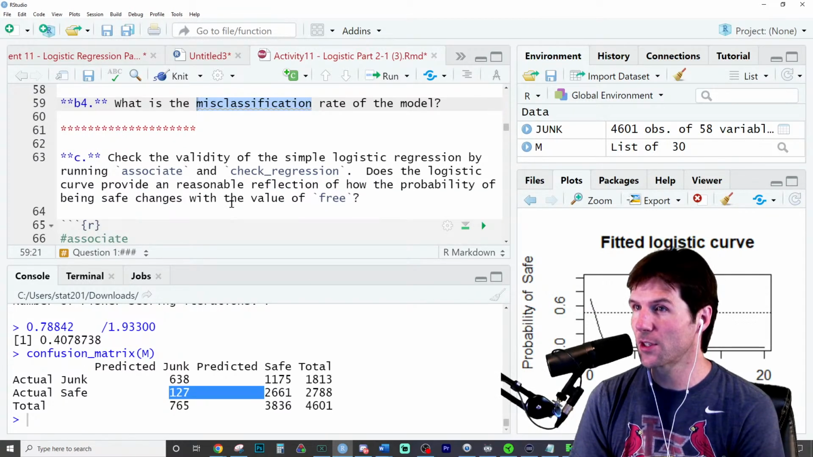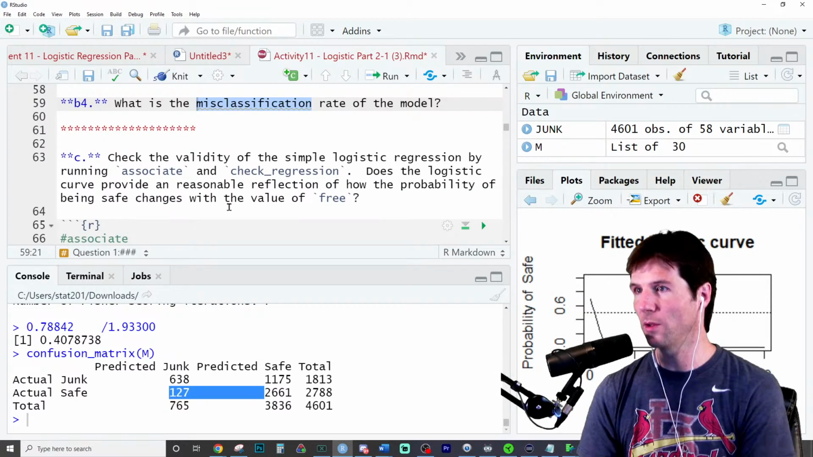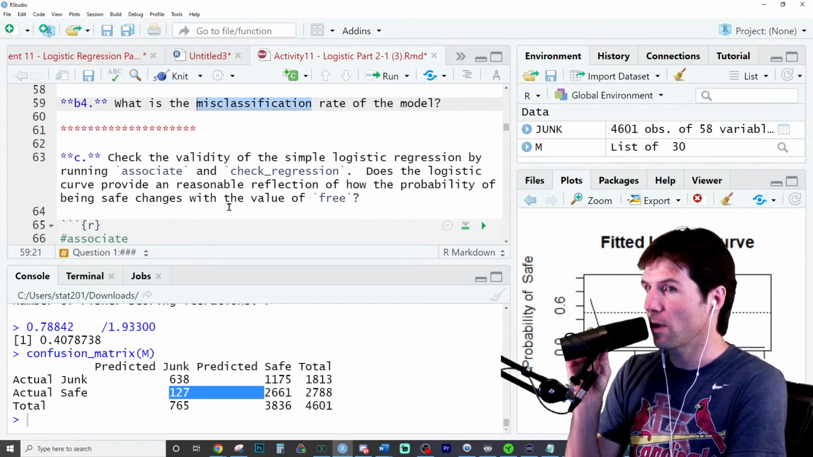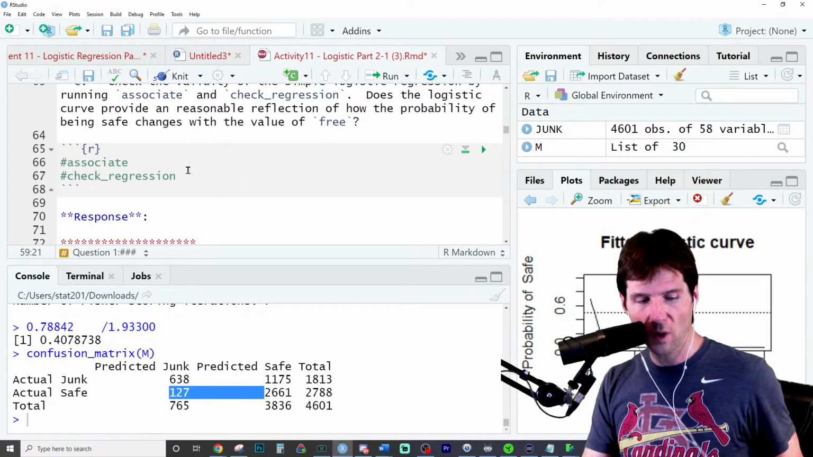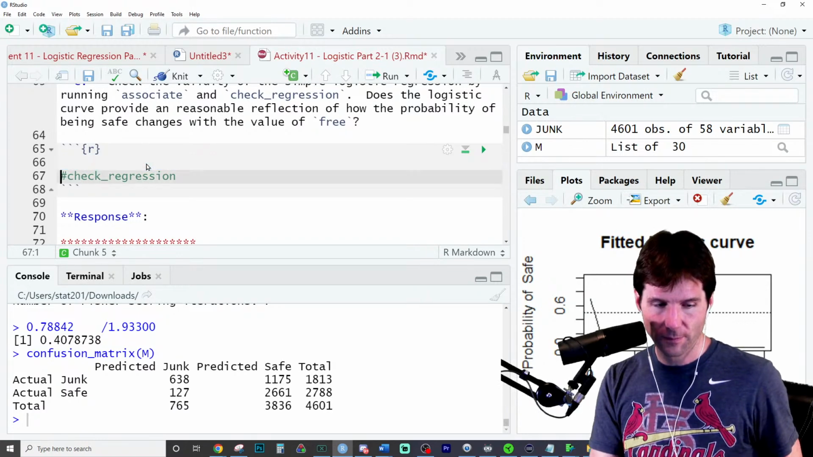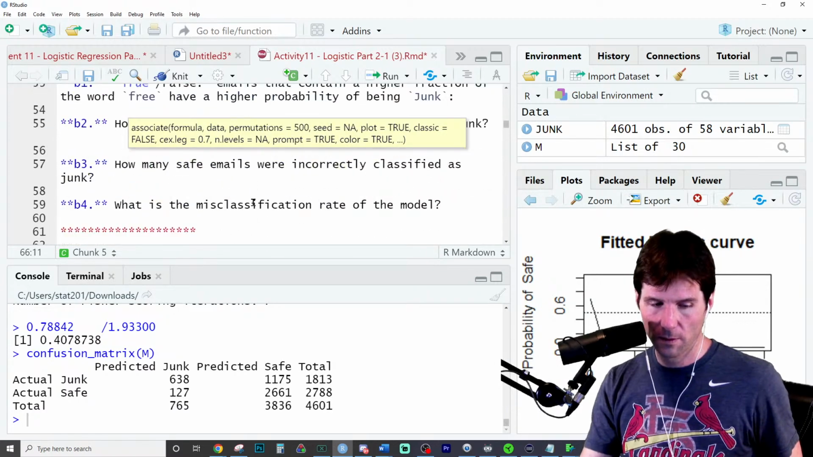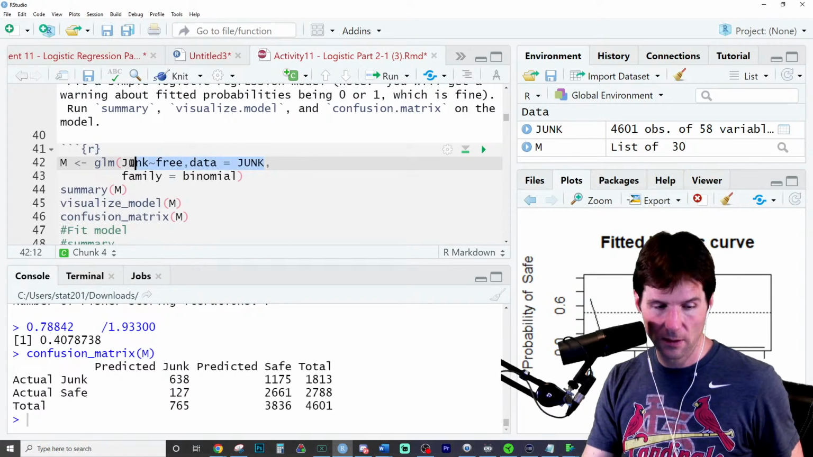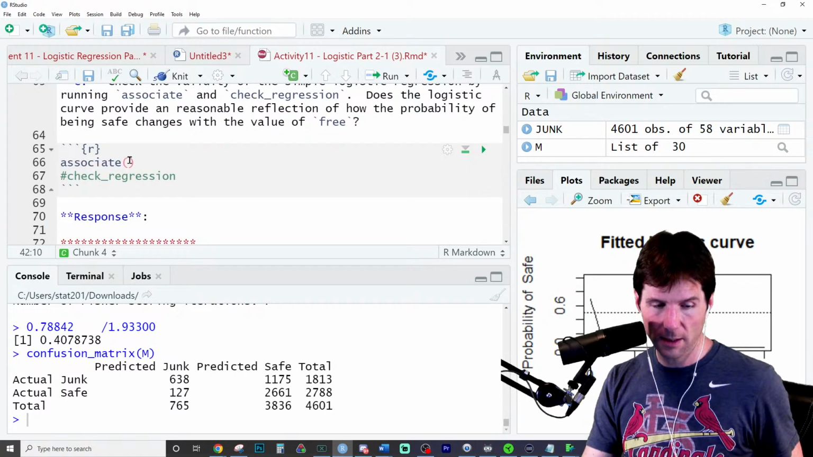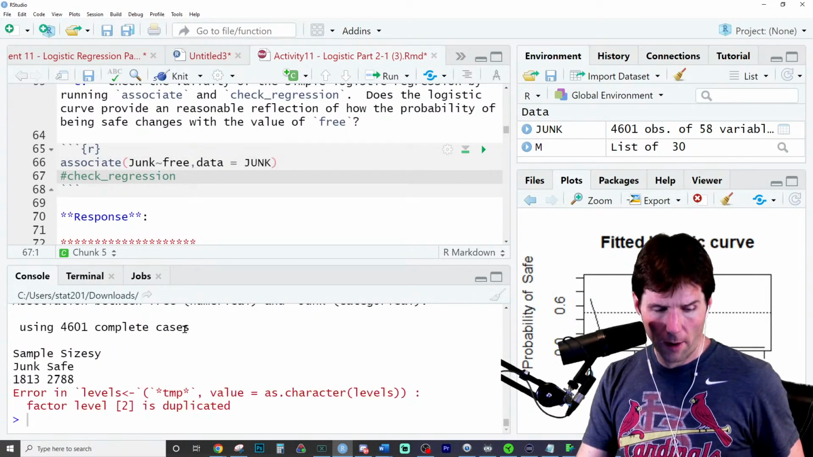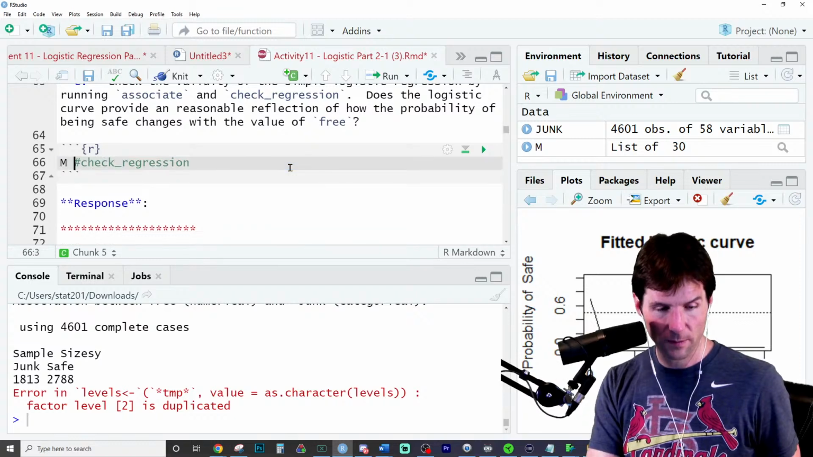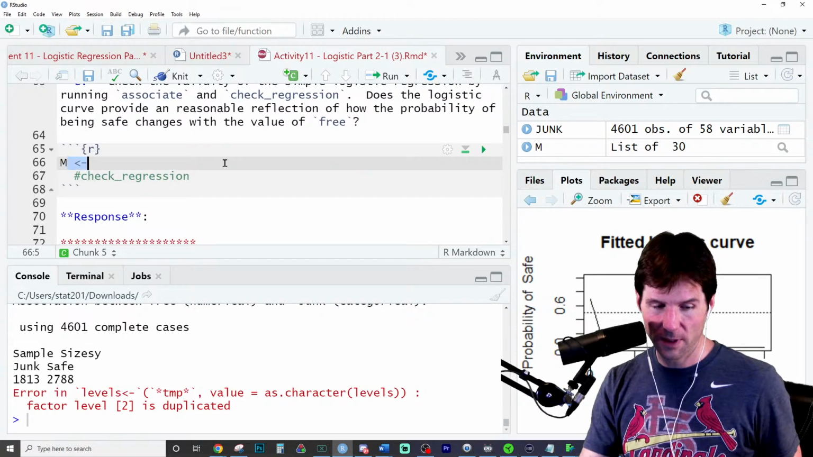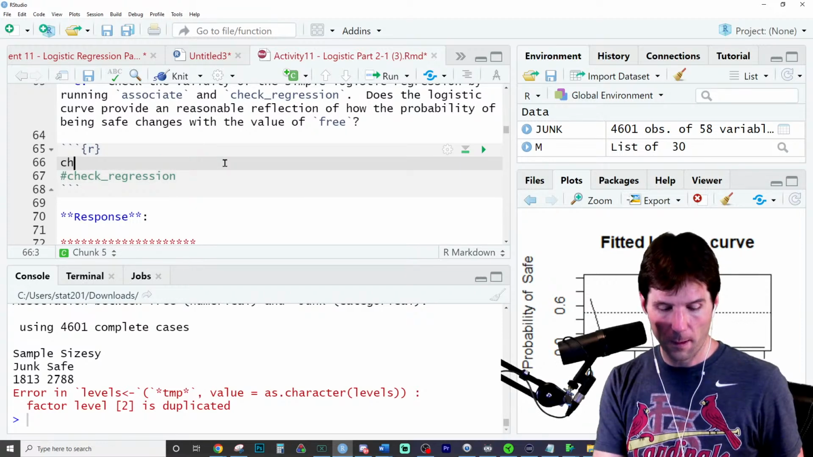Check the validity of the simple regression by running associate and check regression. Both of them? Sure, okay. Does the logistic curve provide a reasonable reflection of reality? We've never done associate on the test. If it insists, y tilde x, comma, data equals. Here we go. Oh, it's all mad. I can't do it. It wouldn't be prudent. Save my regression. I won't do that. Check regression.